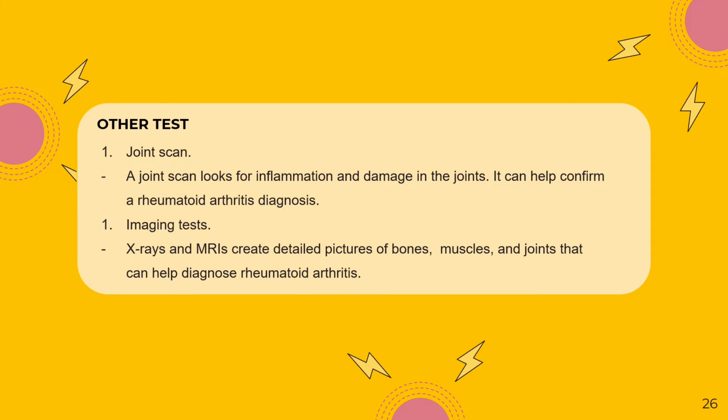Blood tests are not the only method that can be used to diagnose rheumatoid arthritis. You might also have a variety of other tests done to help confirm rheumatoid arthritis. These include joint scan. A joint scan looks for inflammation and damage in your joints. It can help confirm a rheumatoid arthritis diagnosis. Next, imaging tests. X-rays and MRIs create detailed pictures of your bones, muscles, and joints that can help diagnose rheumatoid arthritis.